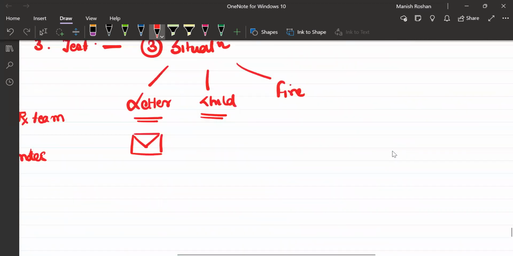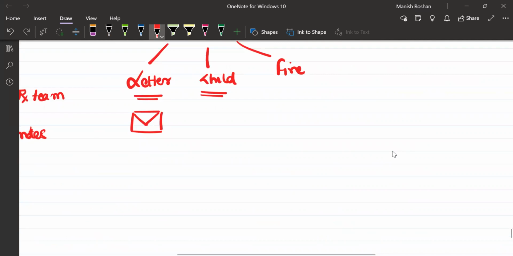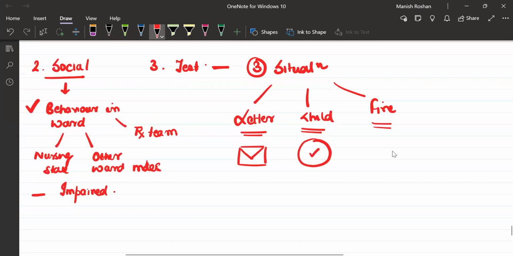Similarly, you can ask regarding the child. If a child is on the road, injured and alone, what will the person do? Also regarding the fire, if there is a fire situation in the ward, what will he or she plan to do? So these are specific situation-based things. So it is called test judgment.